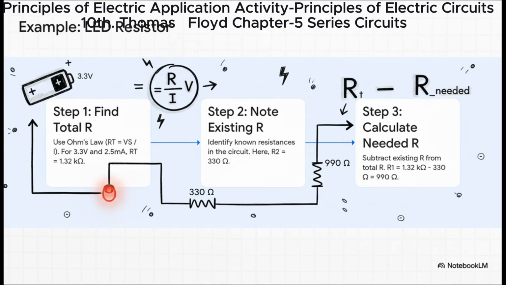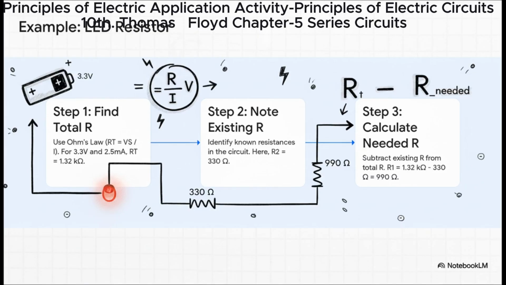Okay, this is where the rubber meets the road. We're moving from theory to actual design. Let's say you need to power an LED and it needs exactly 2.5 milliamps of current from a 3.3 volt source. Well, first thing we do, step one, is use Ohm's law to figure out the total resistance the circuit needs. A little division tells us that's 1.32 kiloohms.